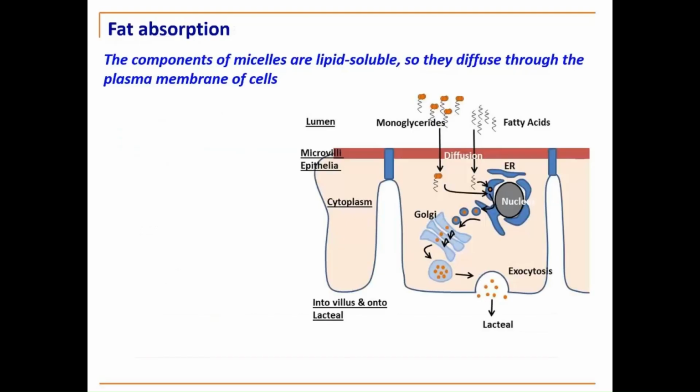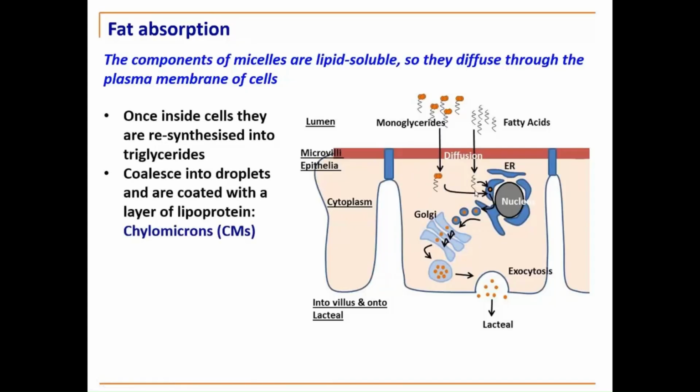So these components of your micelles, they're obviously lipid soluble because of what's in there. So they can diffuse through the plasma membrane of cells. So here are your monoglycerides, here are your fatty acids, and they just pass by diffusion from the GI tract lumen through the epithelial plasma membrane and into the cytoplasm of those cells themselves. Once they're inside the cells, they get resynthesized. The monoglycerides and the fatty acids are resynthesized into triglycerides, and then they coalesce into droplets and are coated with a layer of lipoprotein. In this form, they are what's called chylomicrons, and they're quite large.